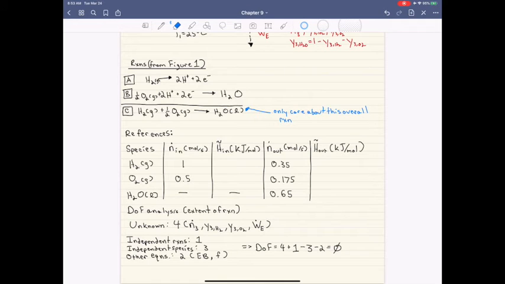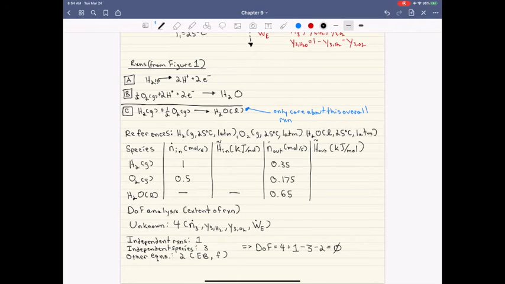What I'm going to do is set our references for each of our species to be at that temperature of 25 degrees Celsius and at that pressure of 1 atm. For H2, the reference phase is a gas, the temperature is 25 C, and the pressure is 1 atm. Same thing for the oxygen. And for the water, the reference phase is going to be a liquid instead, but it's still going to be at 25 C and 1 atm.